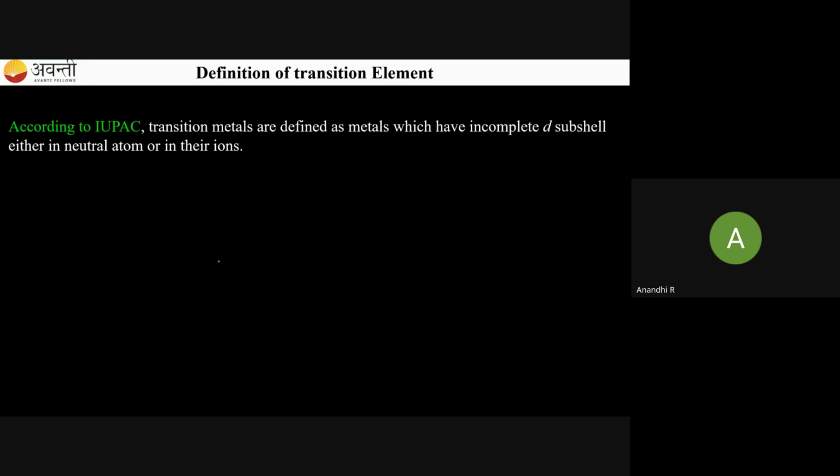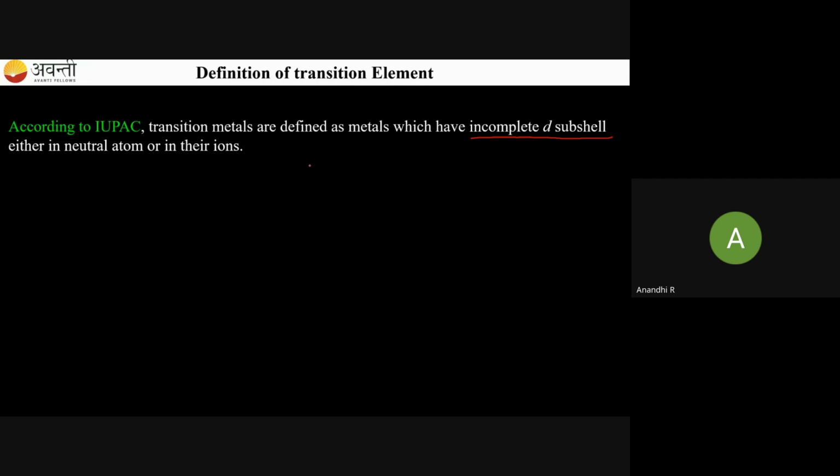Before moving on to the position, first of all, we should know the definition of transition element. D block elements are otherwise called transition elements, but not all D block elements are called transition elements. I'll come to that part later. Now I'll discuss the definition. According to the International Union of Pure and Applied Chemistry, transition metals are defined as the metals which have an incomplete d subshell, either in the neutral atom or in their ions.